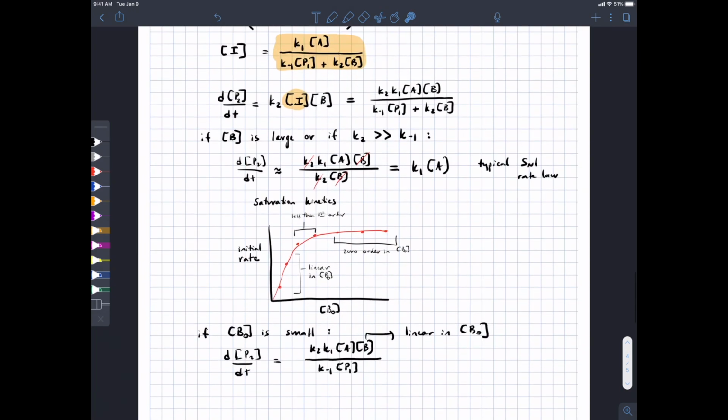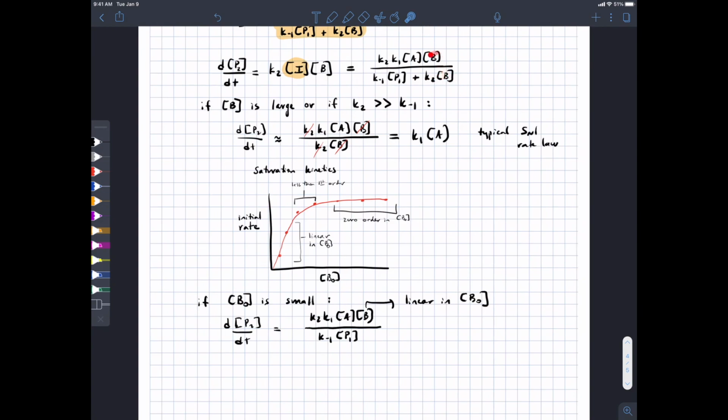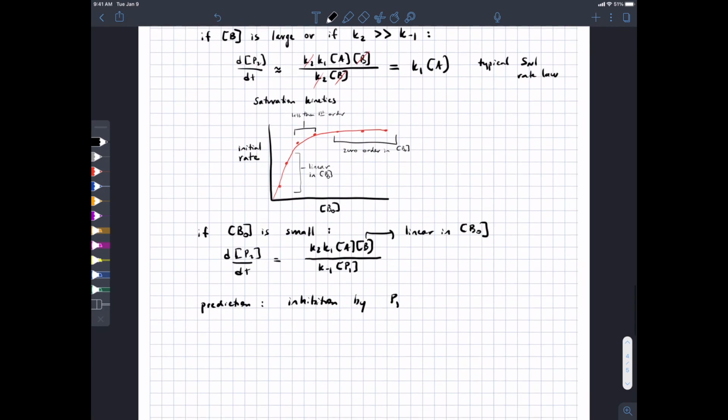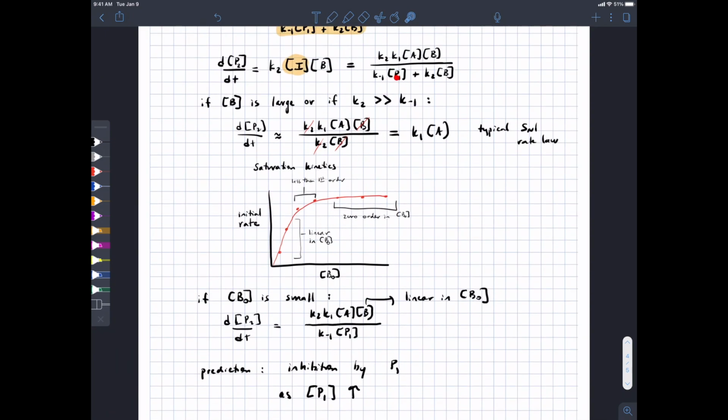And then at some intermediate concentrations of B, B matters, but it doesn't totally cancel out the B up here, and so the dependence is somewhat lower than first order in B. Notice an interesting feature of this reaction is the prediction of inhibition of the reaction by product 1. As the concentration of product 1 increases, what will that do to the rate of the reaction? That should decrease the rate of the reaction.